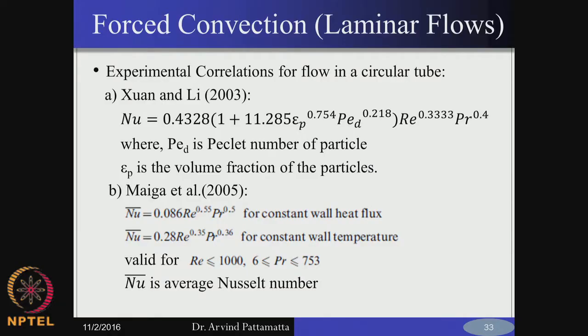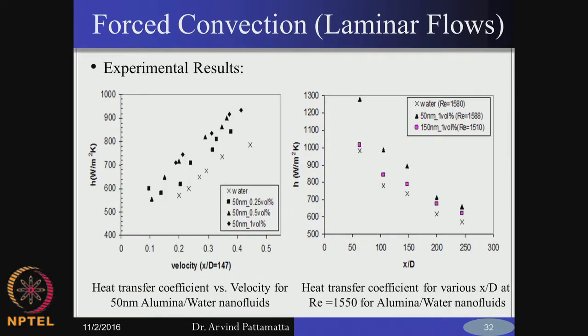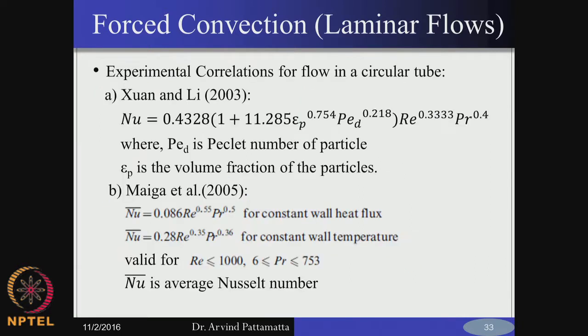So these are correlations built from a lot of experiments. Experiments like these for heat transfer coefficient and Nusselt number have been done for different Reynolds numbers, Prandtl numbers, and different volume fractions, and they have built a very detailed correlation, okay. And similarly, there is one by Maiga et al. in 2005. Depending on the boundary condition, whether it is a constant wall temperature or a constant wall heat flux, they have given two different expressions as a function of Reynolds and Prandtl number.